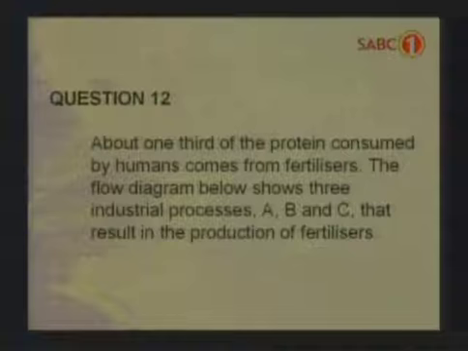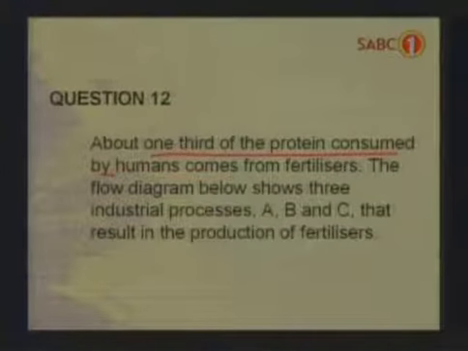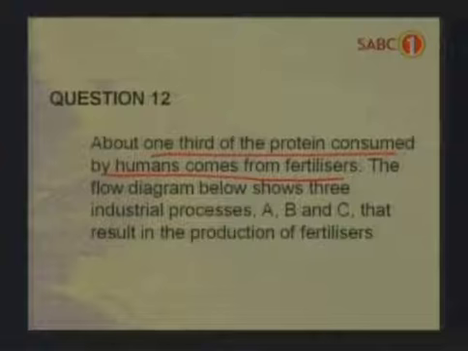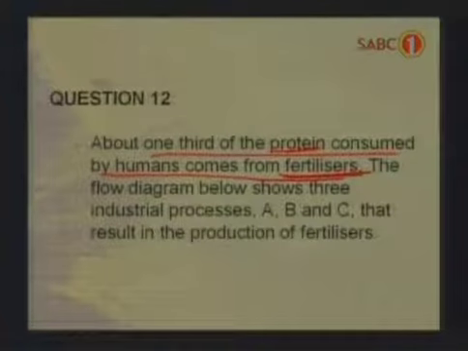Okay, what I'll do now is we'll do question 12 of the supplementary paper of 2009. Let's read through it. We've got time to do that. About 1/3 of the protein consumed by humans comes from fertilizers. Now, that doesn't mean we're eating fertilizers. It means we use the fertilizer to give us the food that we need to get the protein. Let's be clear about that.